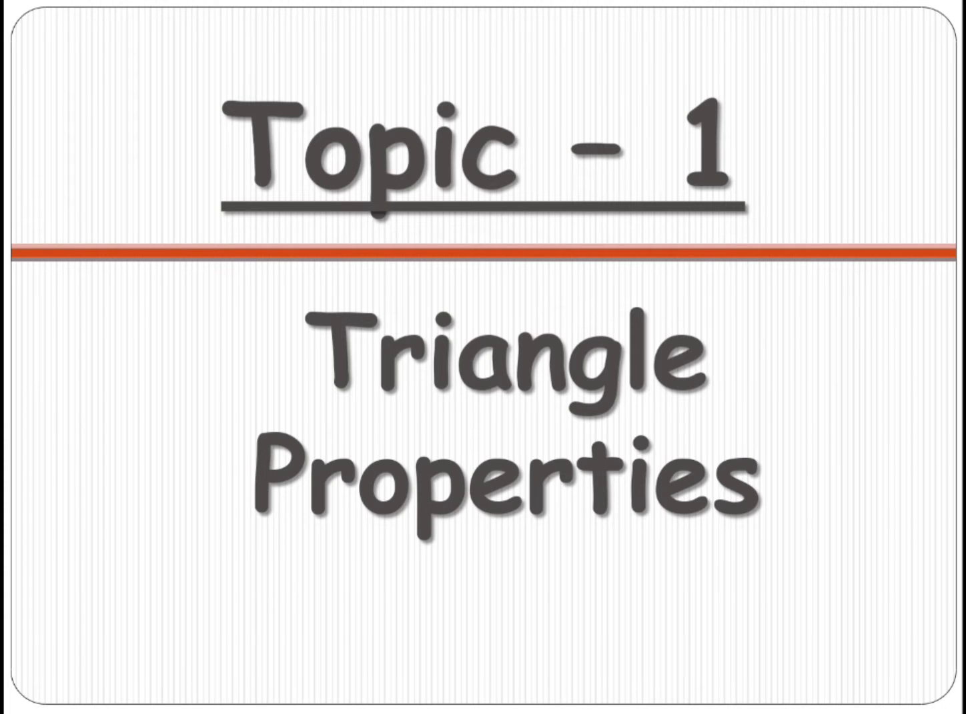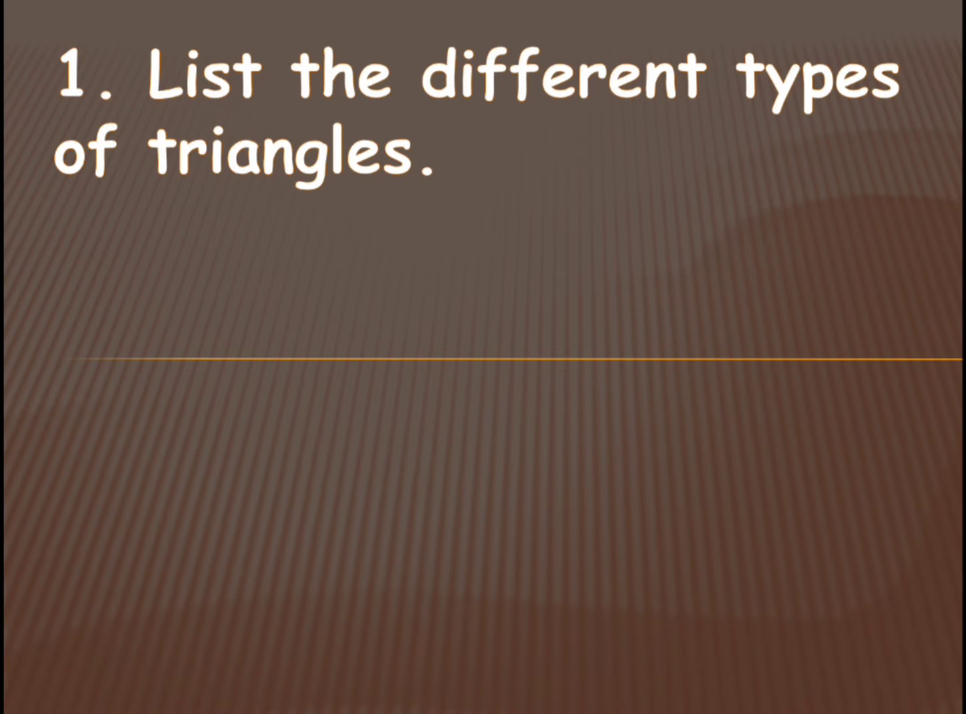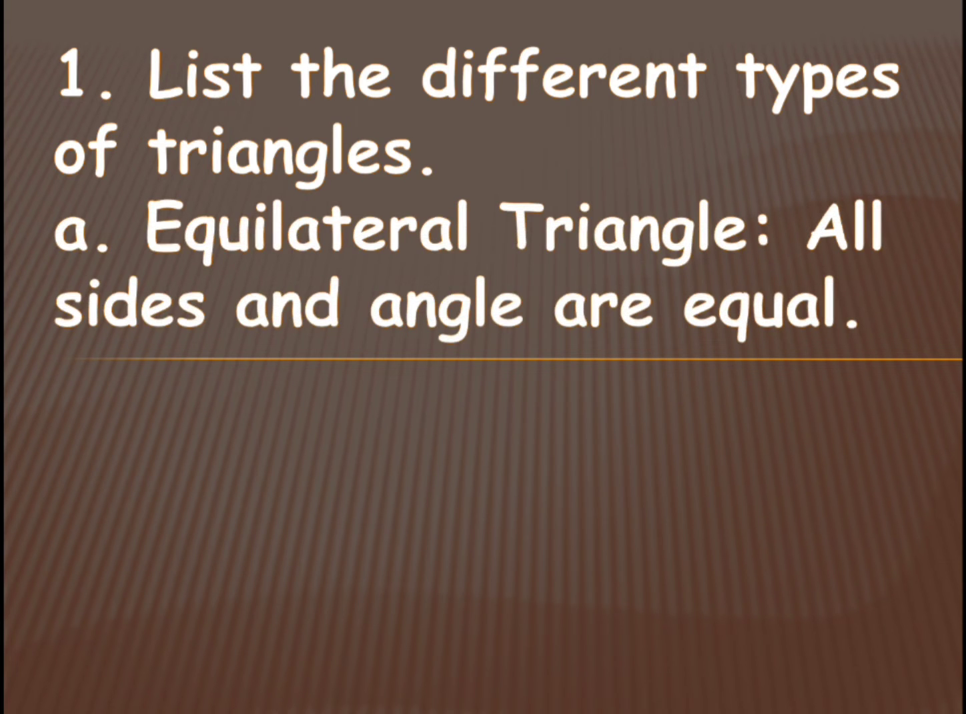In this, the first one is to list the different types of triangles. First is the equilateral triangle. An equilateral triangle is the triangle in which all three sides are equal. In a triangle, there are three sides, isn't it, children? All three sides are equal, and all three angles are also equal. That means all three sides will be 10 centimeters, 6 centimeters, 15 centimeters, any length, but all three will be the same.